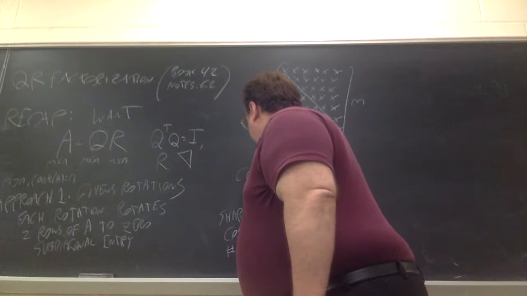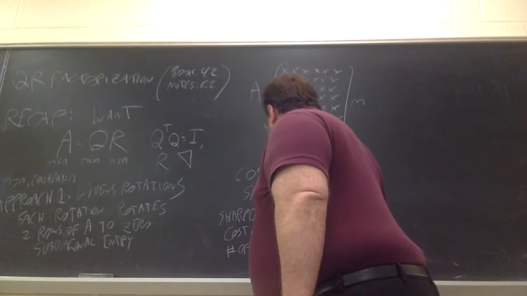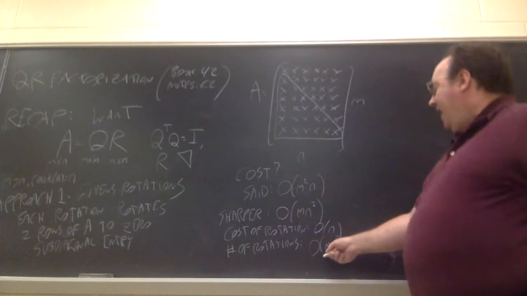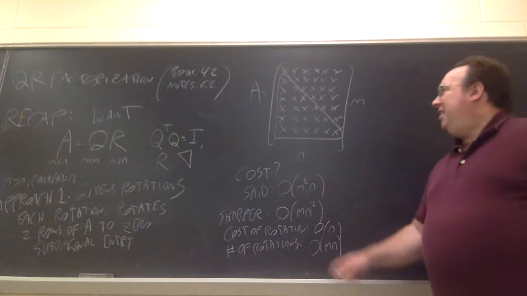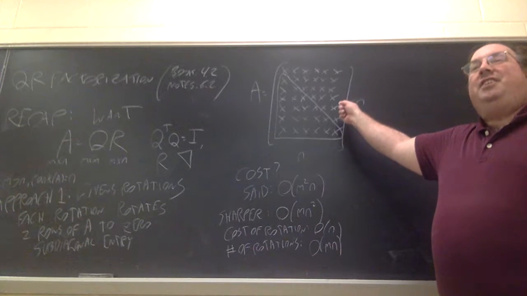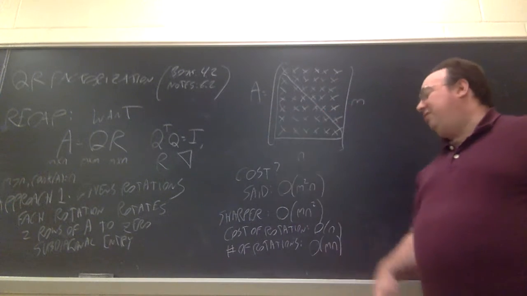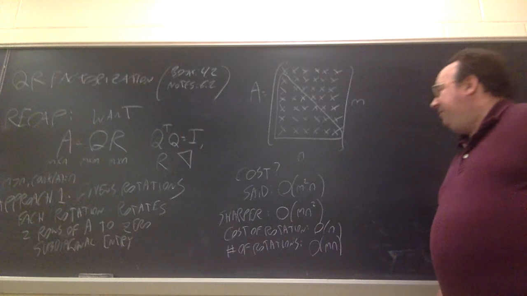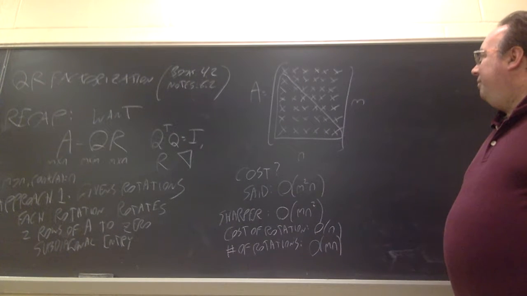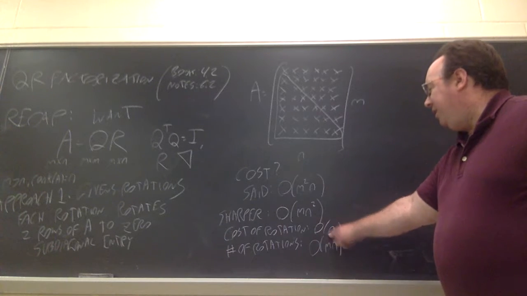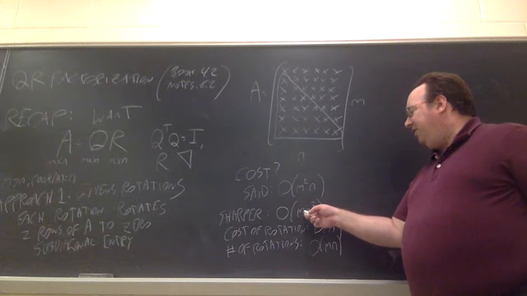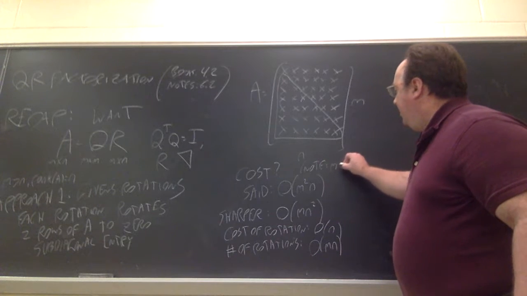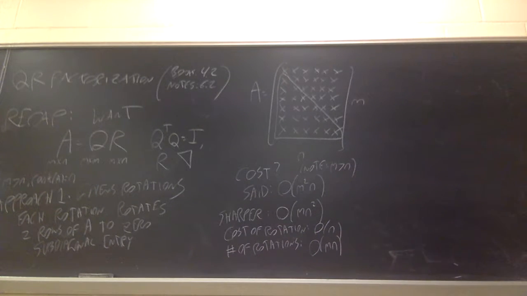The number of rotations has to be less than m times n because there are m times n entries in the whole matrix. And you're only zeroing out the ones below the diagonal, so mn is certainly a valid upper bound. So you multiply these two together and you get m n squared. And this is going to be less than this because, as we must keep in mind, m is greater than n in this situation.